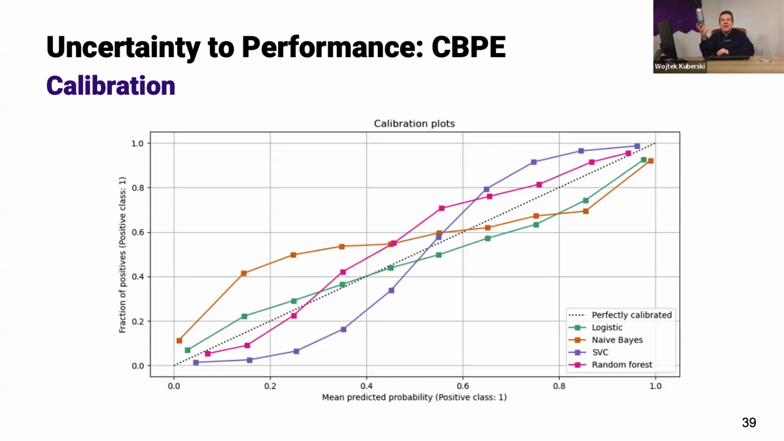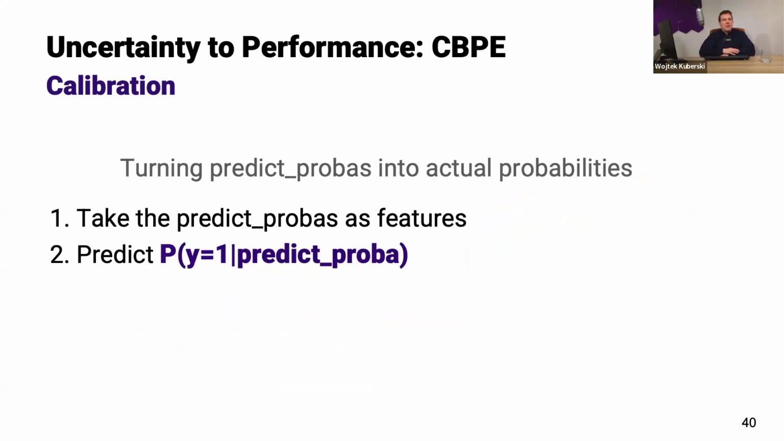We can actually just make it into a straight line with another regression model that we're gonna train on the test set, on the reference data. How does it work? So basically, to turn the predicted probabilities into actual probabilities, we only need two steps. First, we're gonna take just one feature, which is the predicted probability. And then we're gonna use that to predict the probability of y, so our target, being equal to 1, given that predicted probability. So we're just gonna do one-dimensional regression.